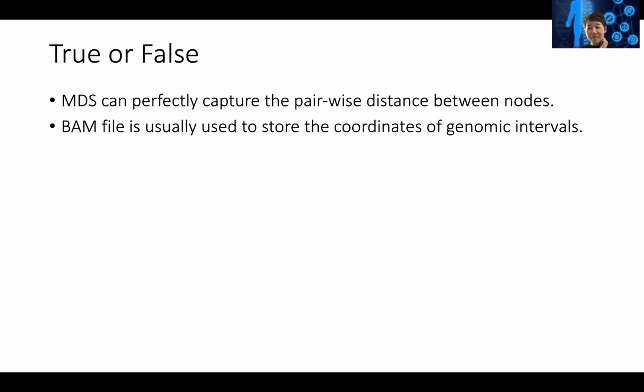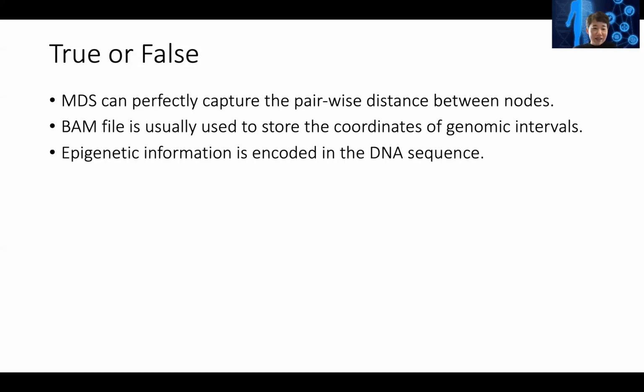The answer is actually false. BAM file is usually used to store the mapping of the reads. If you just want the coordinates of the intervals, you use a BED file. That's a much smaller file. BAM file usually is really big, and you just store the locations of the reads. The third is epigenetic information is encoded in the DNA sequence.